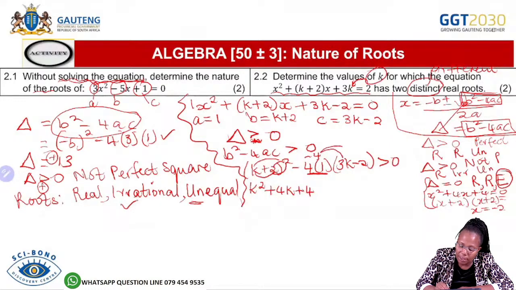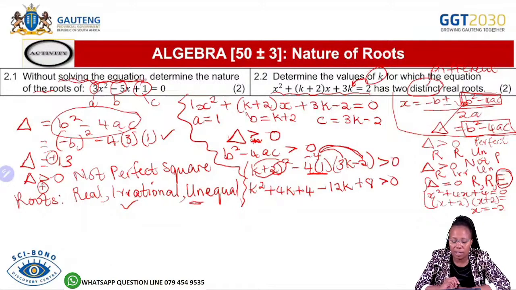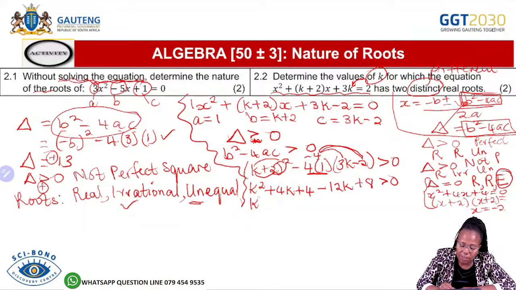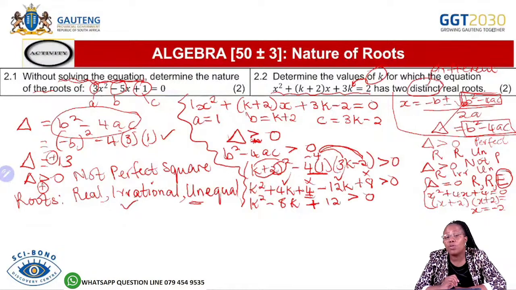Then we are distributing this minus 4 in. That will be minus 4 times 3k, that is minus 12k. And then minus 4 times minus 2, that will be positive 8. Remember, this is still greater than 0. Then we target like terms: k squared, 4k minus 12k, that is minus 8k, and then 4 plus 8, that will be plus 12, greater than 0.